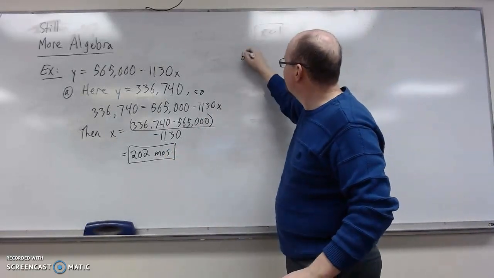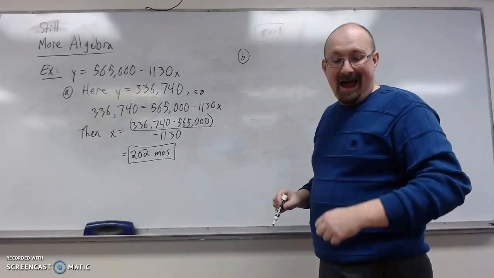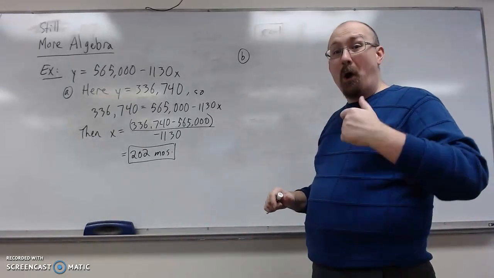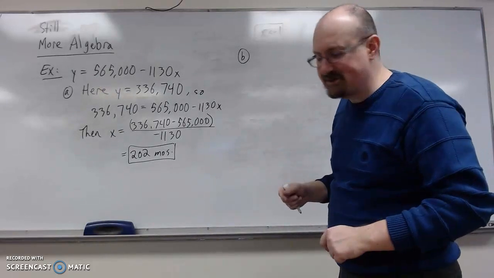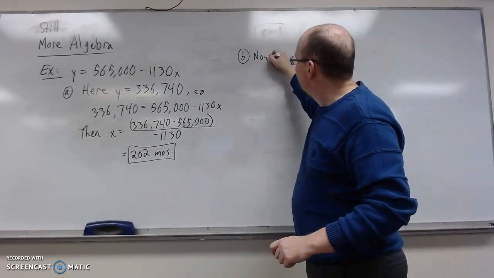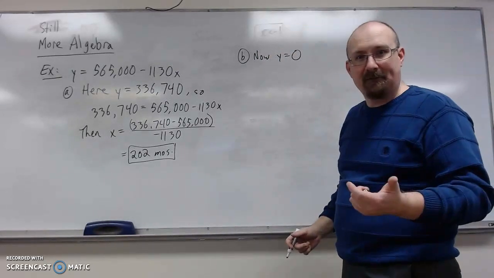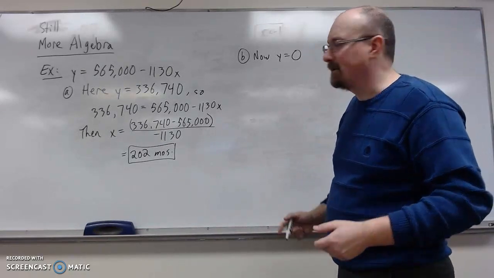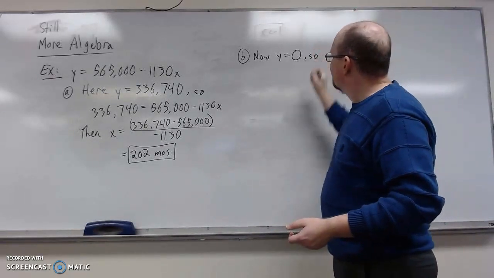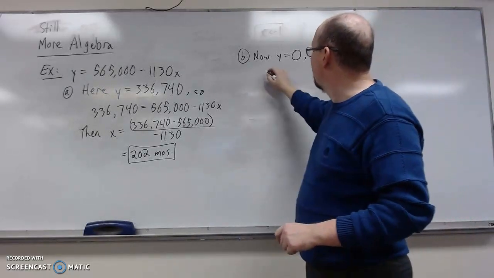And so that's letter A. Letter B says, after how many months is the building totally depreciated? Then it asks us to convert that into a time in years. For this one, totally depreciated means the building is worth nothing for tax purposes anymore. I don't know if that actually happens, I'm not a tax expert. But instead of plugging in the weird 336 number, we're going to plug in y equals 0.